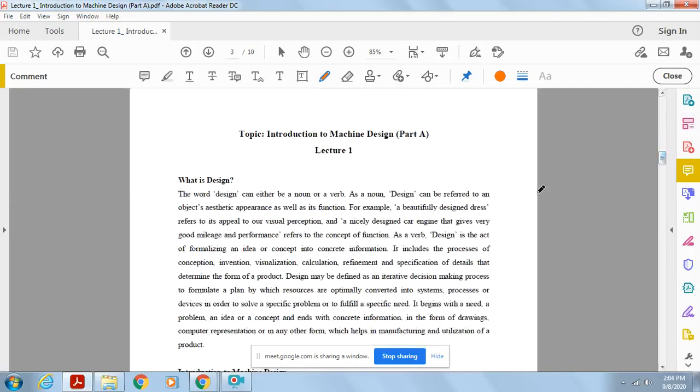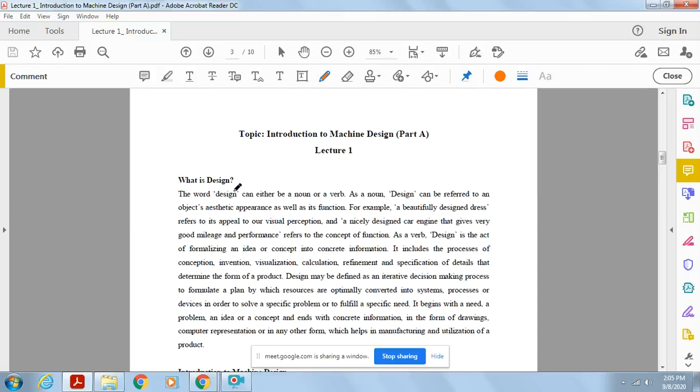Now let us commence today's lecture. Today is the most formal lecture, the first class for this particular subject. As per the syllabus provided by the West Bengal State Council, we will go through all the contents as per the syllabus. Today we will mostly cover the introduction part of machine design.